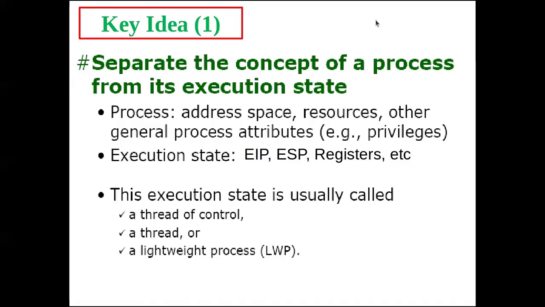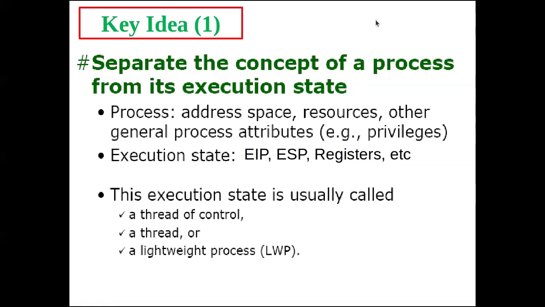Now comes the important idea. A process and its execution state are not the same thing. Process is your environment and execution state is your activity. They are different and they can be separated. So let us name the execution state. It is generally referred to as a thread of control, a thread, or a lightweight process. All these names refer to the same idea: a smaller unit inside a process, a unit that represents the execution.